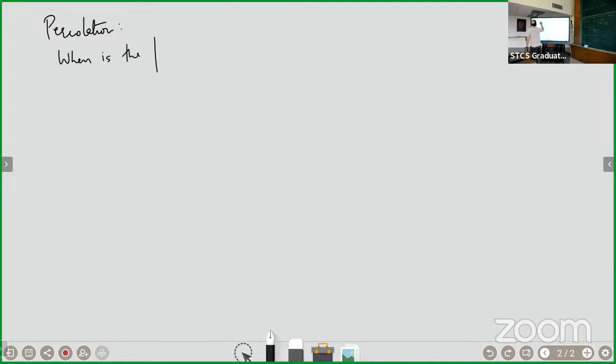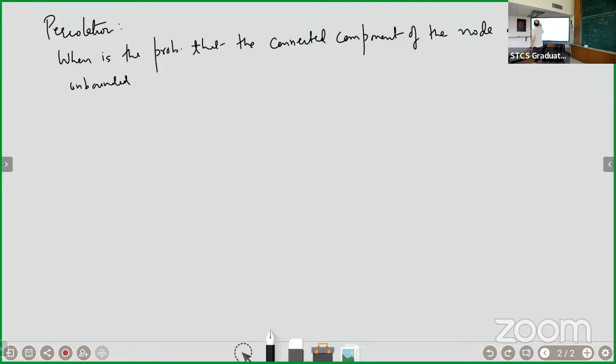Is the probability of a connected node at the origin unbounded? That's what we're interested in. So what we do is we'll insert a parameter.